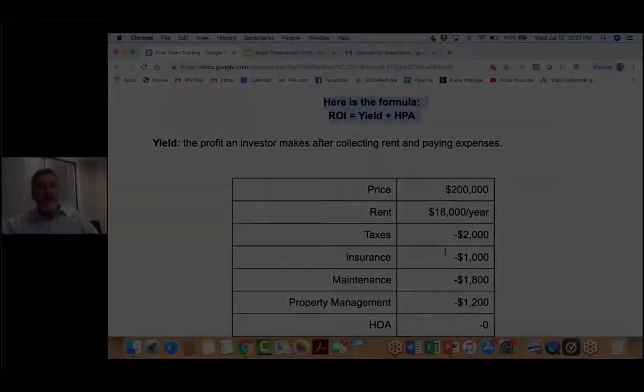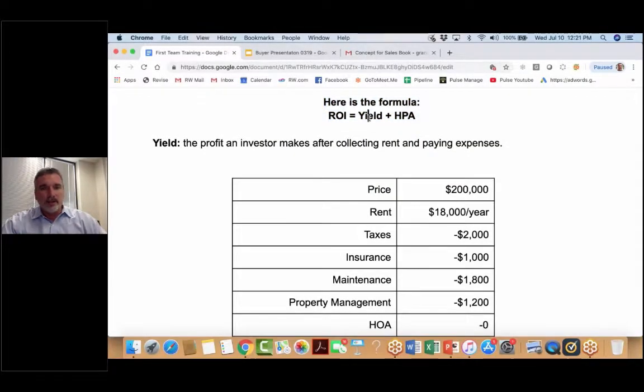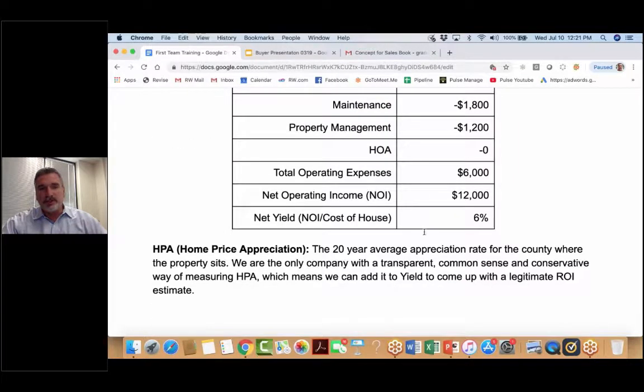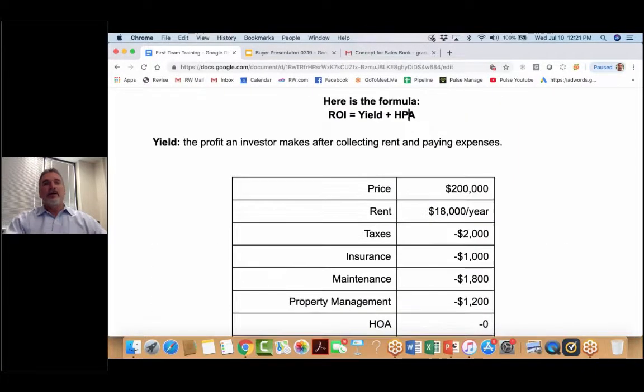All right. What is ROI? ROI is yield plus HPA. Yield is the profit that an investor makes after collecting rent and paying expenses. All right. HPA is home price appreciation. The combination of the house generating an income every month that it's occupied and getting more valuable as time goes on. That's the power in this asset class.